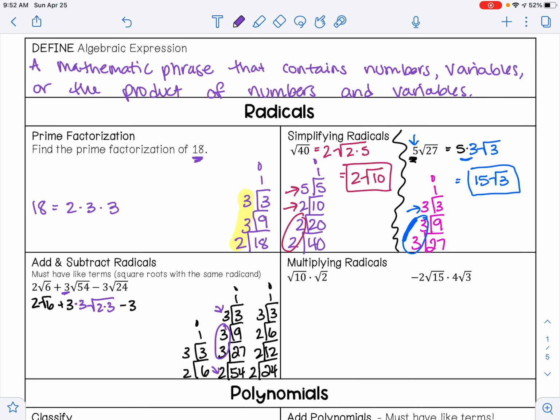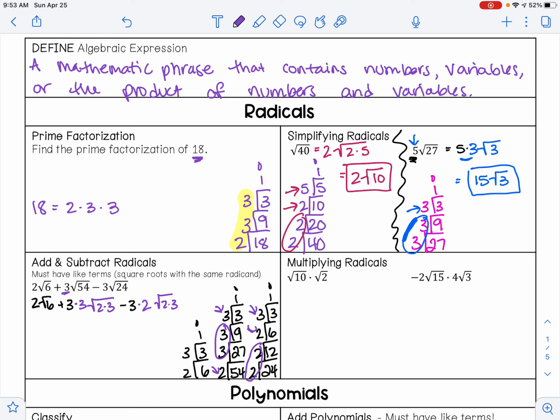So again, I'm looking for pairs of numbers to leave the square root symbol. I have a pair of 2's that can leave. And then this 2 and this 3 do not have a pair, so they are going to stay inside my square root symbol.